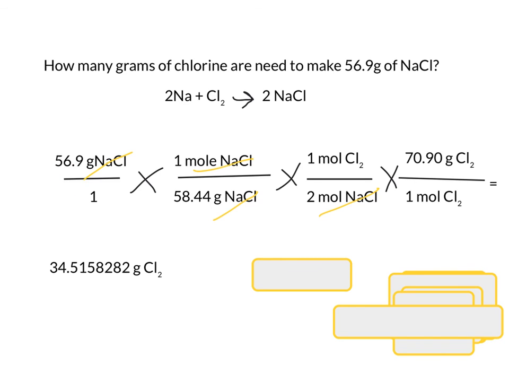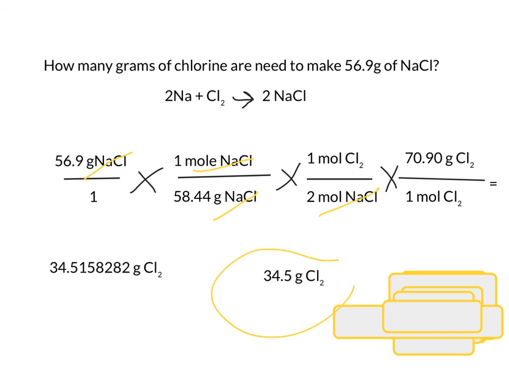Well, when I go back to that initial problem, I had 56.9. That's 3 sig figs, so I'm only allowed 3. So 3, 4, 5 are all that matter. The 1 doesn't make the 5 round, so I know that my final answer is 34.5 grams of chlorine.